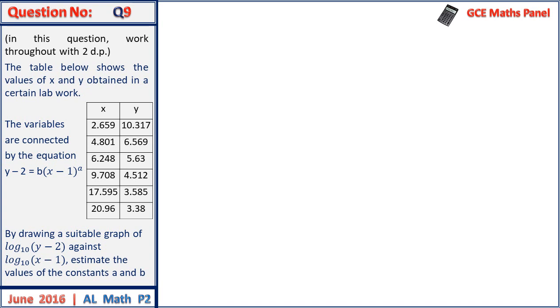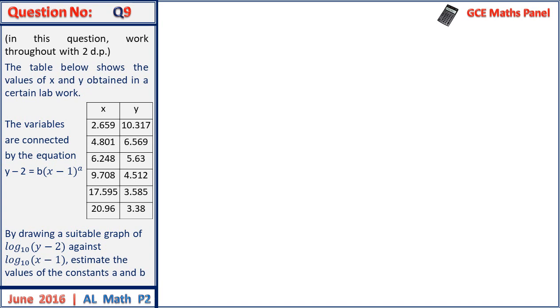June 2016, paper 2, question 9. In this question, we have to work with two decimal places. The table below shows the values of x and y obtained in a certain lab work, the variables being connected by the equation shown.